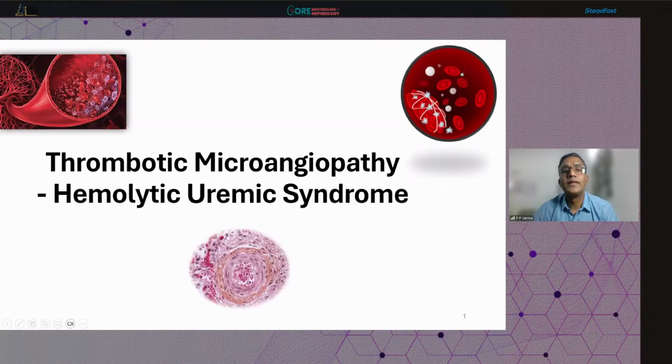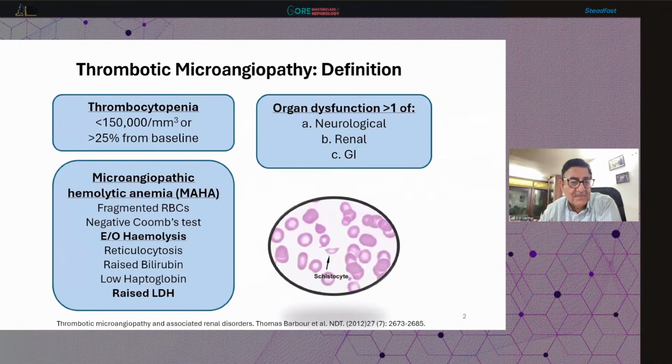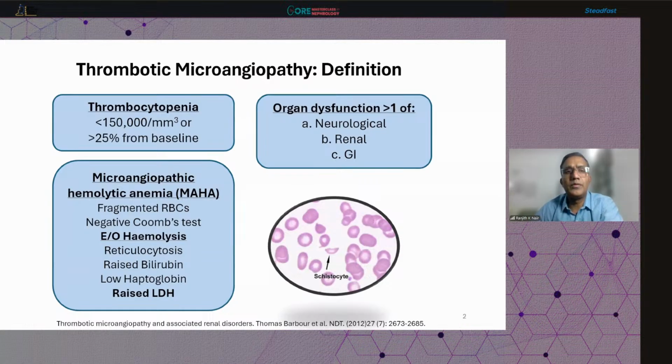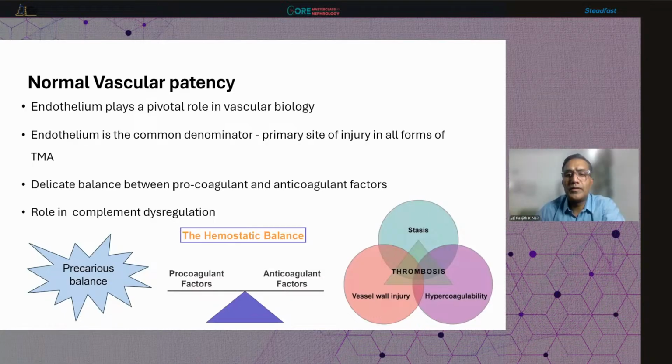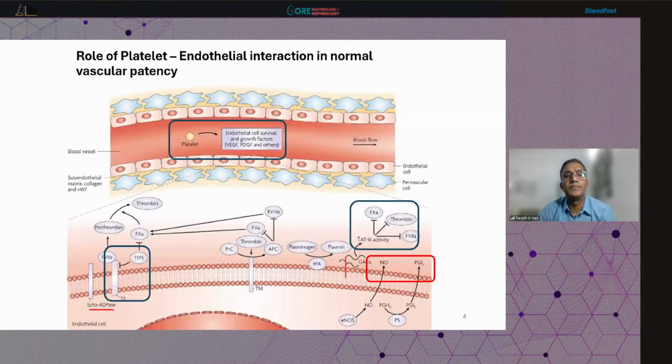Yes, please. Absolutely. So, to the audience, I don't think TMA needs any introduction. It's a classical triad of thrombocytopenia, microangiopathic hemolytic anemia, and organ dysfunction. Usually renal, which comes to us, but you can also have gastrointestinal and neurological. I would not be hanging too long upon normal vascular patency, but we know that there's a very fine balance between the pro and anticoagulant factors, and the Virchow's triad is extremely important to maintain normal blood flow. And endothelial patency, endothelial intactness is a very important part of the coagulation.